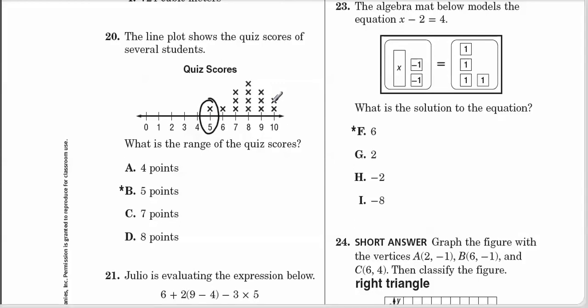The range is the lowest taken away from the highest. So 10 minus 5 is 5. Okay, and that's really all range is.